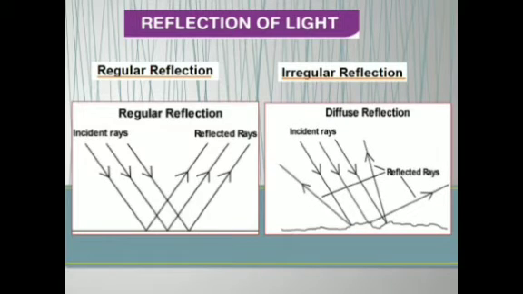Now see the diagram. When the reflecting surface is rough, the parallel rays falling on it are reflected in different directions, or you can say this is the diffuse reflection.